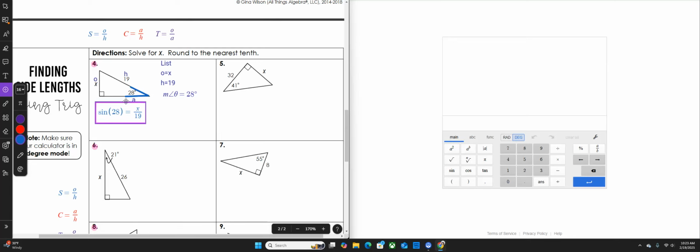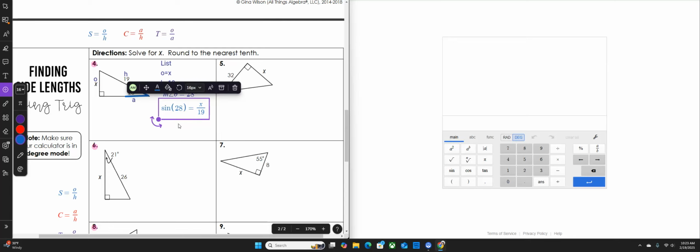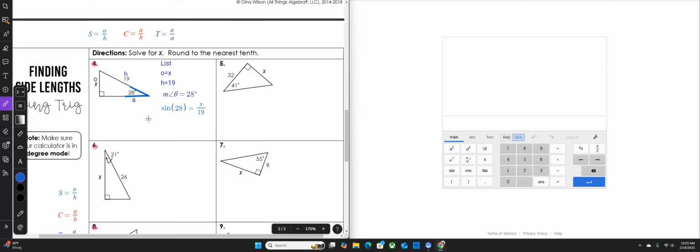So how do I get the x by itself? Well, I'm dividing x by 19. I know I need to multiply both sides by 19. So what that does is just moves the 19 out in front of the sine. So we take this and we move it here.